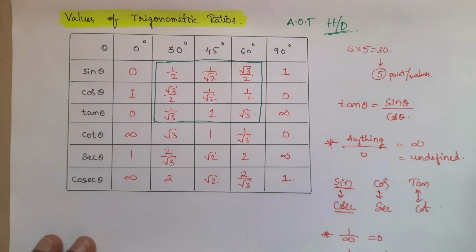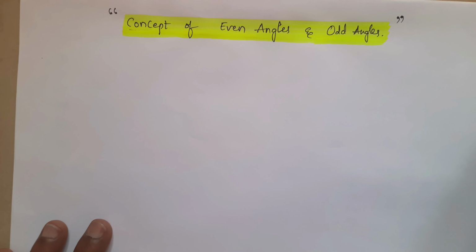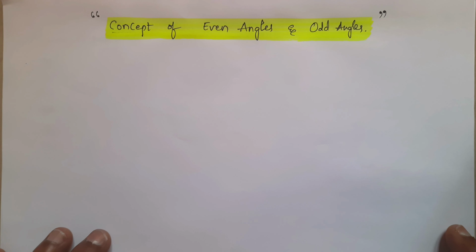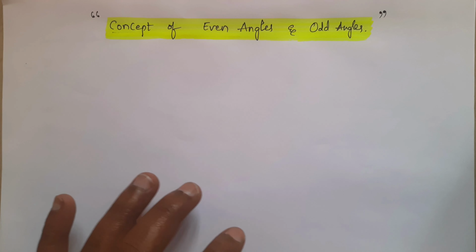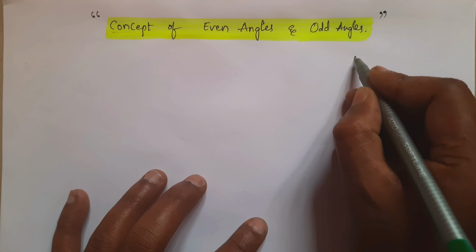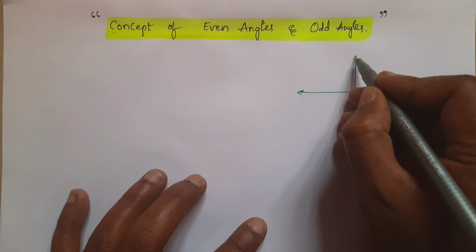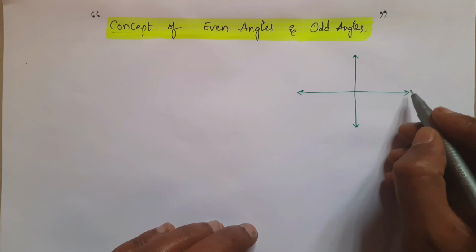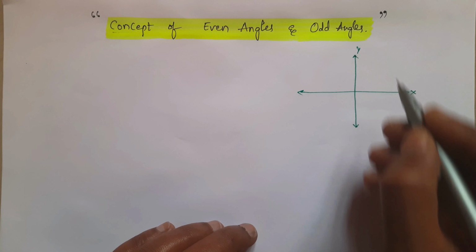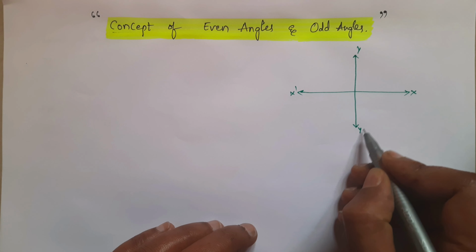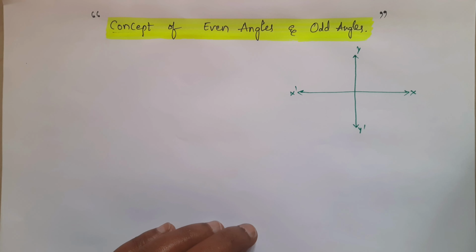So next I am moving to the concept of even angles and odd angles. Maybe someone of you know this and someone may not, but I will explain clearly guys. So listen to this. First of all, I will consider a two-dimensional plane. Two-dimensional plane is nothing but we will have two axes. One is the x-axis and the other one is the y-axis. This is the positive and this is the negative x-axis. Positive y-axis and this is the negative y-axis.